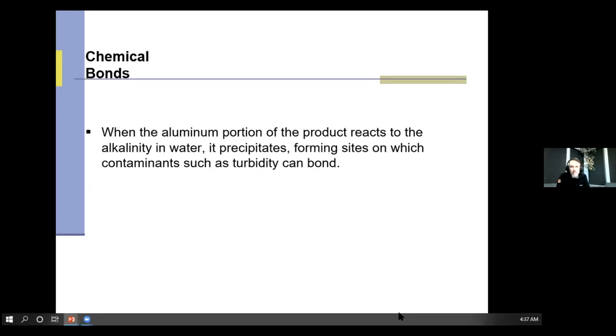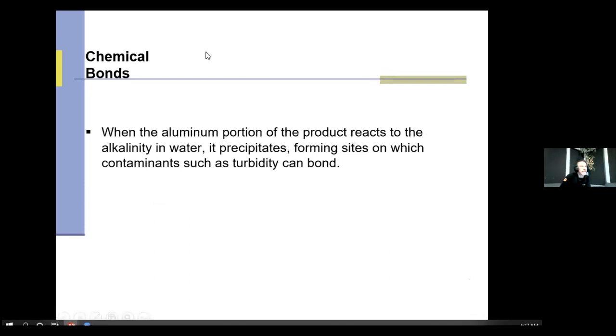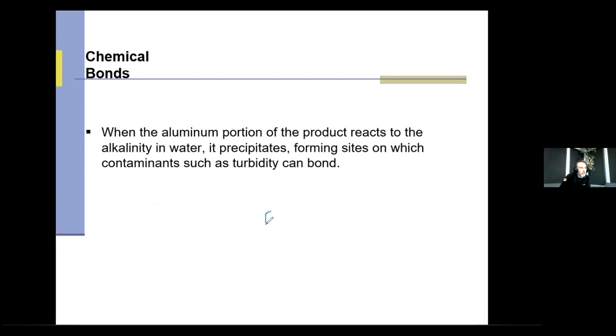So what happens when we do add this cationic coagulant? The aluminum portion, which we talked about, is going to react with the alkalinity in the water. This is the most important part. This is the biggest mistake operators make. I'll draw a little picture here, and you're going to see this.